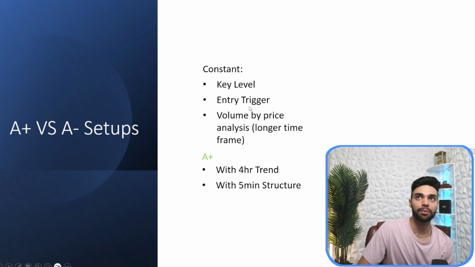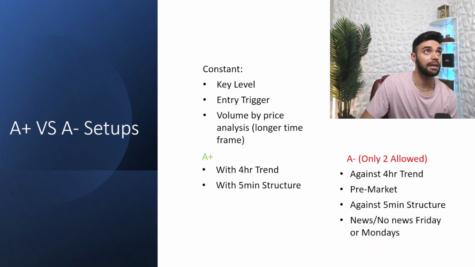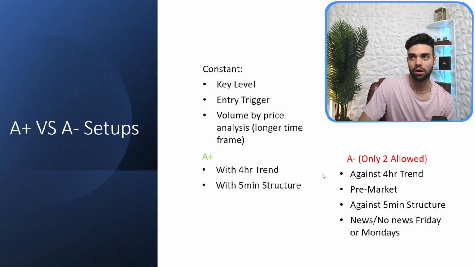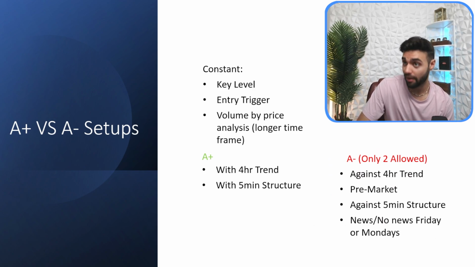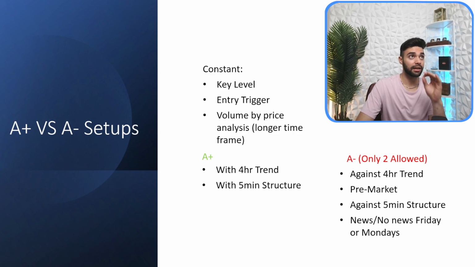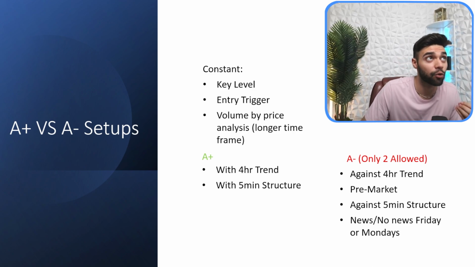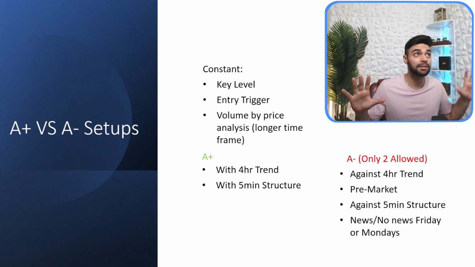Everything will be constant: key level, entry trigger, volume by price analysis. I need all of these. An A+ setup will be with the 4-hour trend, and the 5-minute structure will be on our side as well. A- setups will be against the 4-hour trend, pre-market, against 5-minute structure, news, or no-news Fridays or Mondays. If any one of these things comes into play during the day or during a trade, it will switch the setup to A- for me, which doesn't mean it's a bad setup I shouldn't take.